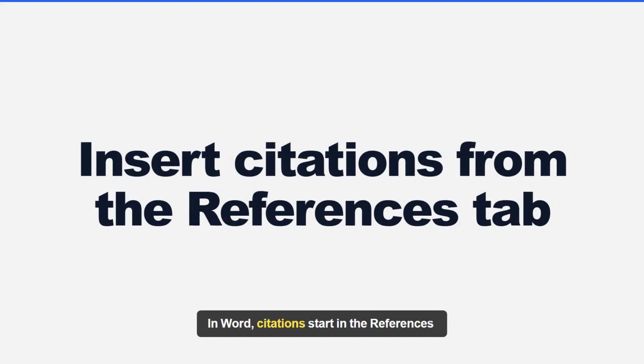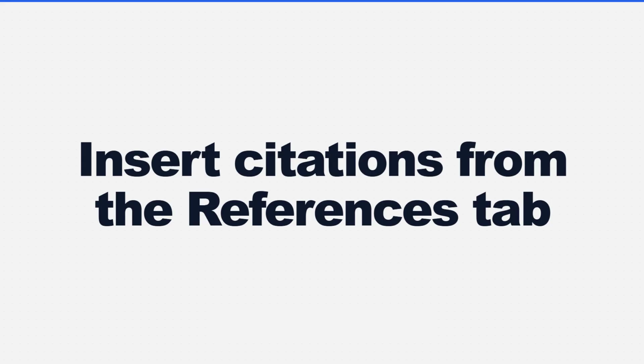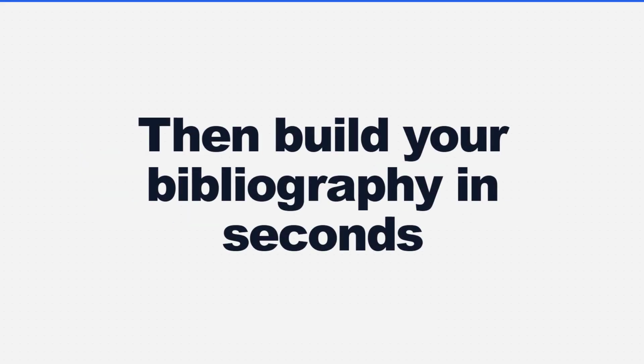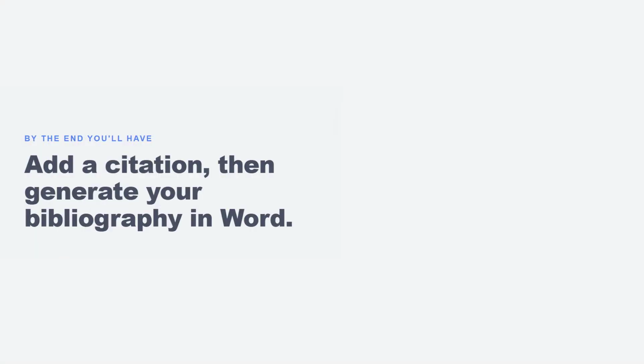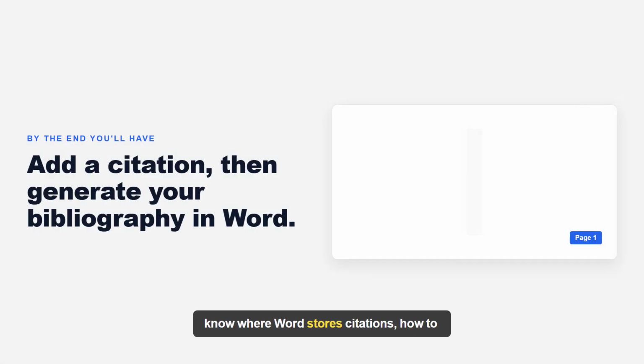In Word, citations start in the References tab. I'll show you the exact clicks, then the faster bibliography workflow. By the end, you'll know where Word stores citations, how to insert one, and where to update your source list.